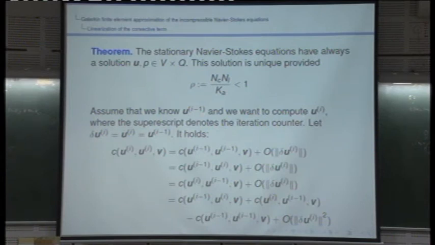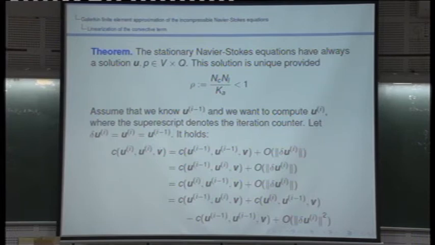So suppose that we know the guess at iteration I minus 1, and we want to compute the unknown at iteration I, and the same for the pressure. The superscript denotes the iteration counter. Let's call delta U the increment. This is a minus, sorry for this. Delta U is UI minus UI minus 1.